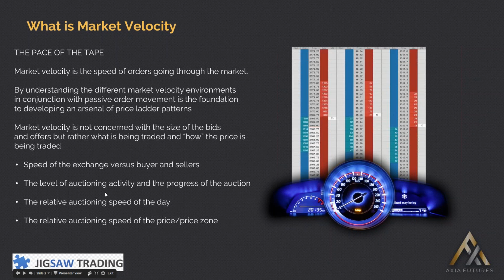Then the level of auctioning activity and the progress of the auction. This is really important for some of you who trade certain types of momentum breakout trades, when you're looking at a certain technical level. So if you have a level to the upside and the market has been hitting it multiple times, then all of a sudden it breaches.